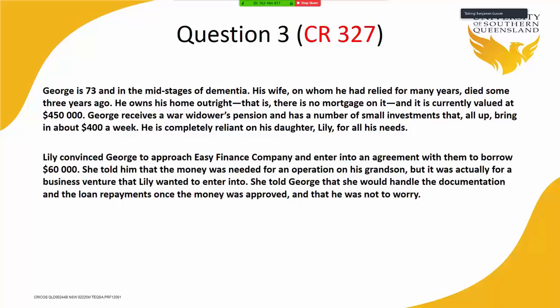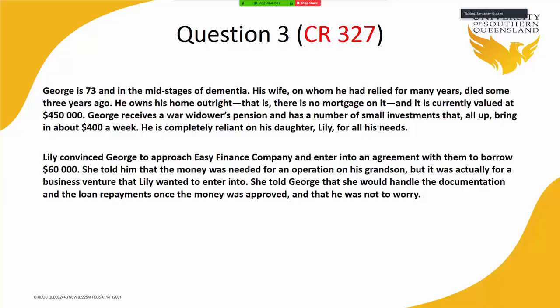He owns his home outright, okay? And there's no mortgage on it. Yeah, that's the key point. And it's currently valued at $450,000. He receives a widow's pension and has a number of small investments, adding up in total to something like $400 per week. He's completely reliant on Lily, his daughter.